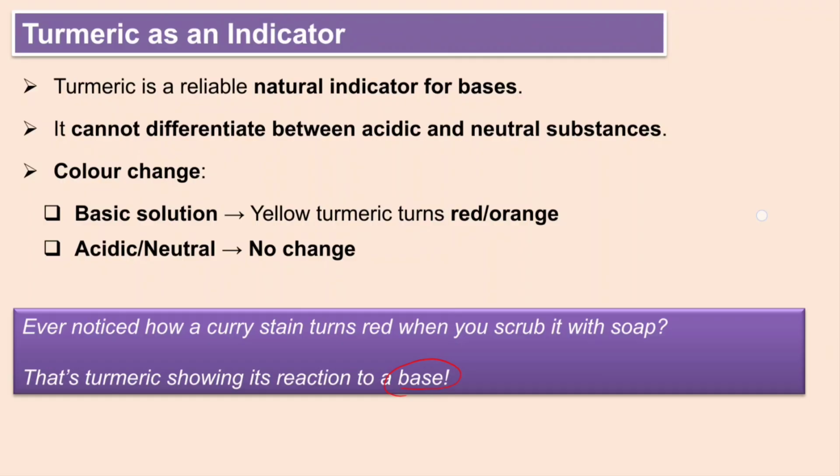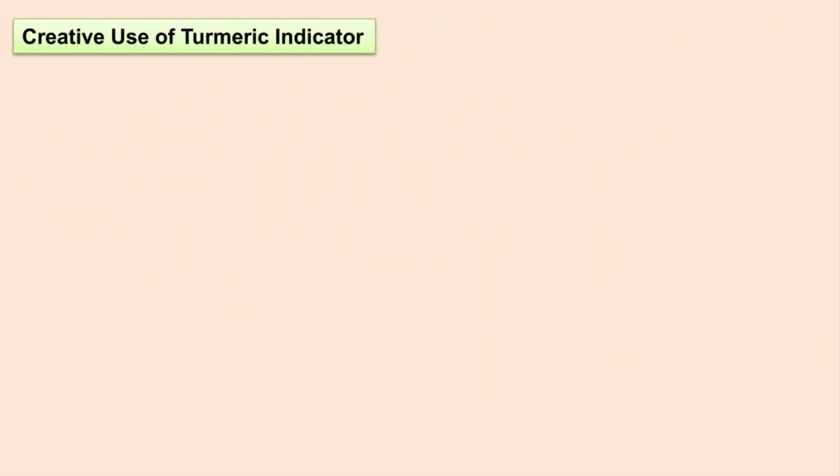So turmeric is reacting with that basic detergent, and after some time, only after washing properly, the stains wash out, isn't it? So in this way, we can say turmeric is an indicator of base only. So there is an example here, where this creative use of turmeric indicator was done by Ashwin to make a greeting card.